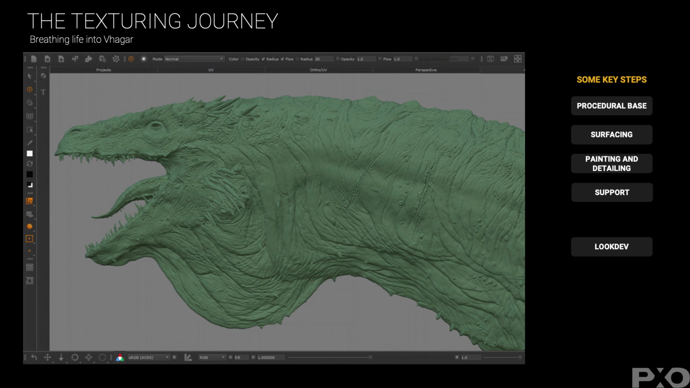And also in the texturing part, you do have some different stages that you can go through, and we're going to cover this. These stages are the usual texture stages that you would go through when you are texturing an asset. Of course, maybe you would skip some of them, or you would spend more or less time on these stages, depending on what you are texturing. But that's really the base of it.